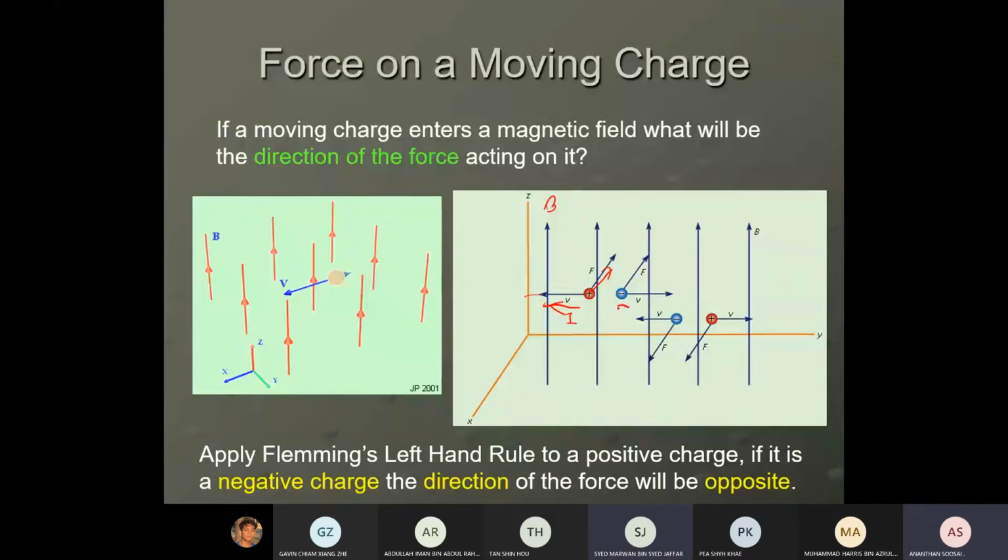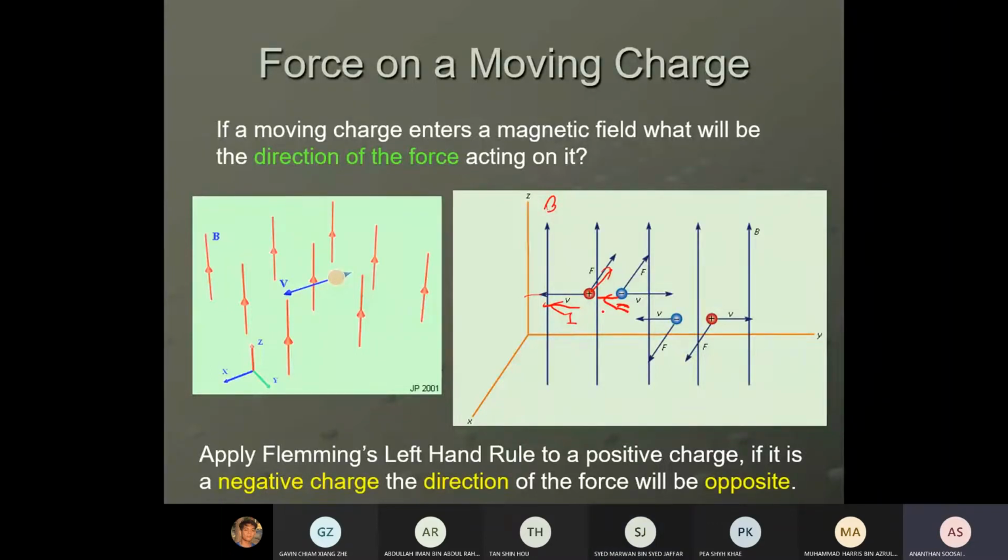If you have a negative charge, second case, negative charge moving to the right, this is the difficult one. If negative charge is moving to the right, current you must point where? Current you must point to the left. This is the trap.